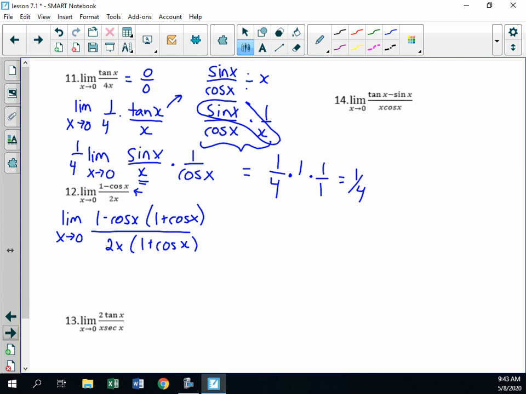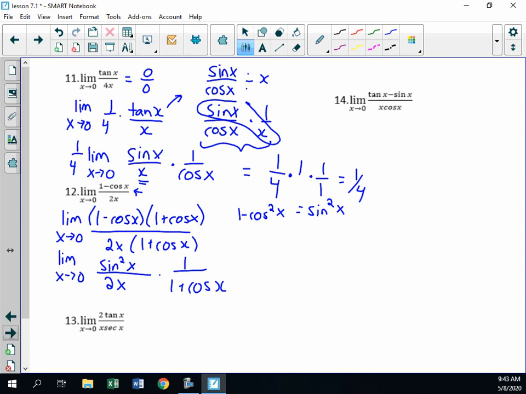Okay, so you'll start to recognize when to do which technique. Now again, that numerator becomes 1 minus cos squared x, which equals sine squared x. Don't forget your Pythagorean identity. We use it a lot. And you'll see once again, when I get that sine squared x over my 2x, I have that 1/2 there. And I also have 1 over 1 plus cos of x. And we don't mind cos of x in the bottom because cos at 0 is 1. So here I have 1/2, which is right here.